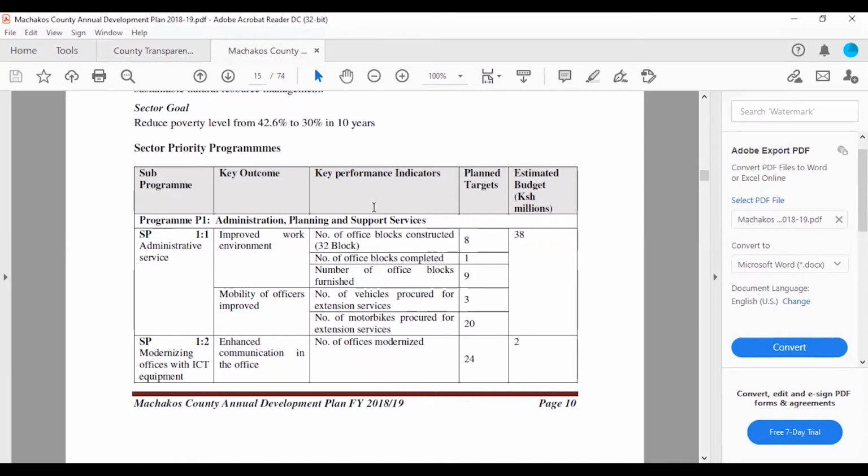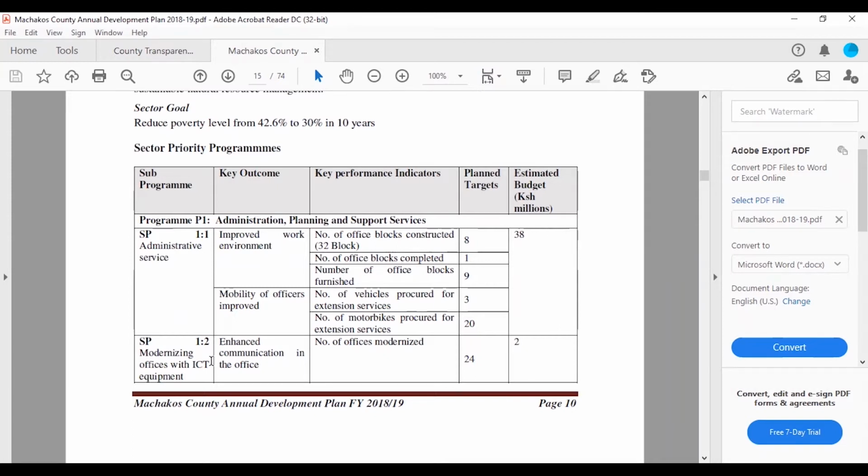They have said the key performance indicators. They have said even the planned targets. And the estimated budget in millions that they intend to use in that financial year. So with regard to administrative service, you can see they have allocated 38 million.